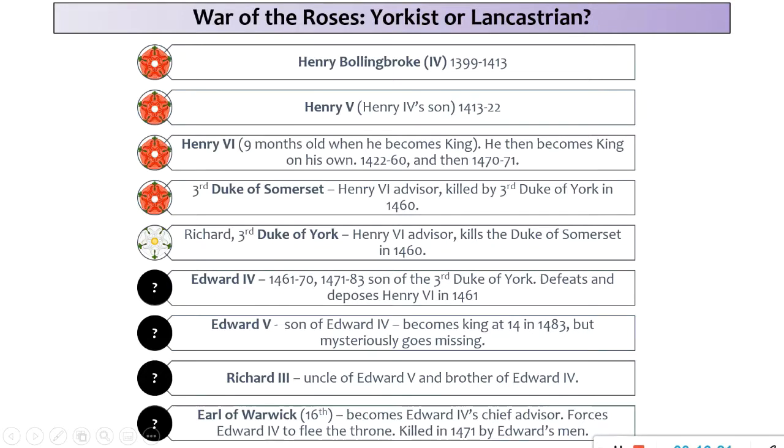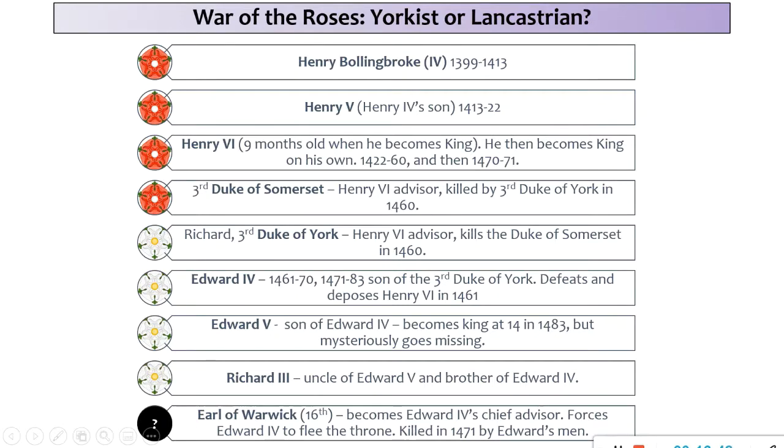Edward IV, son of the Duke of York, is of course a Yorkist. Edward V, the son of Edward IV, who becomes king for only a few months, is of course also a Yorkist. Richard III, the killer of Edward V, but also surprisingly a Yorkist.